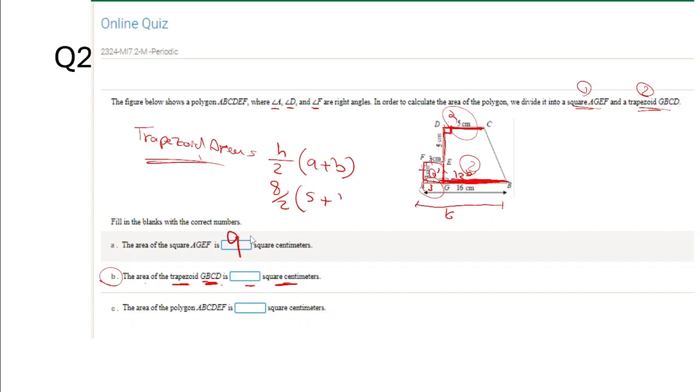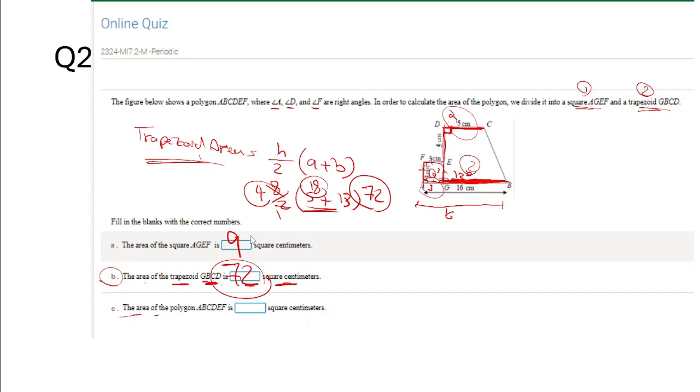So that means 5 plus 13, right? So 8 over 2 equals 4. This one will be 18. So 18 multiply 4, it will be 72, right? So the answer will be 72.